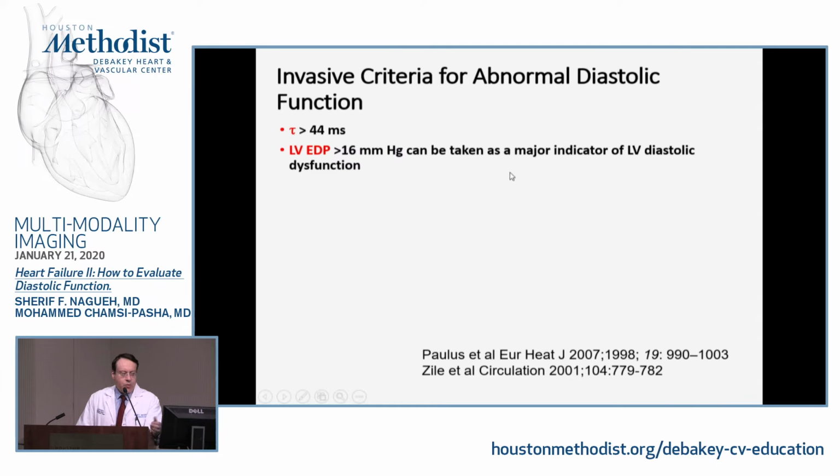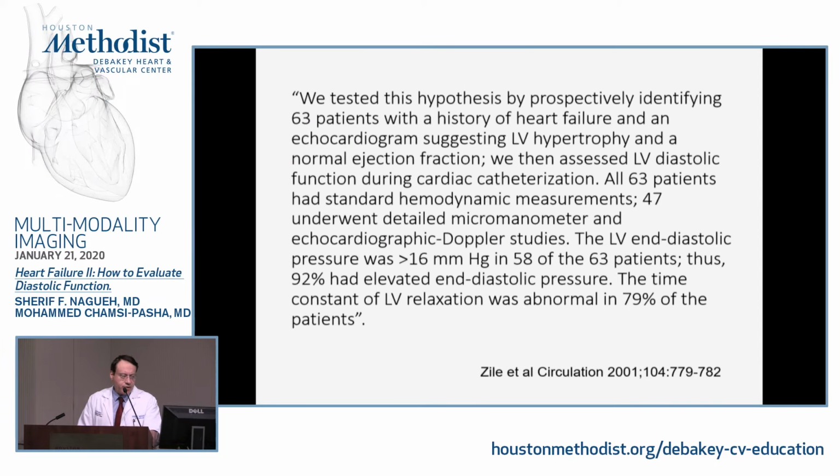Let's first agree on the invasive criteria for abnormal diastolic function, based on generally accepted European criteria, which have been revised and re-revised since these publications. A time constant of LV relaxation that exceeds 44 milliseconds and an EDP that exceeds 16 millimeters mercury have been taken as major indicators of diastolic dysfunction.